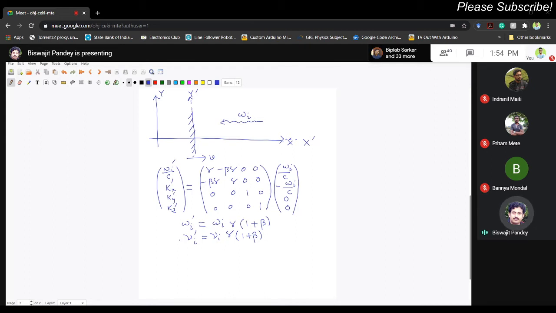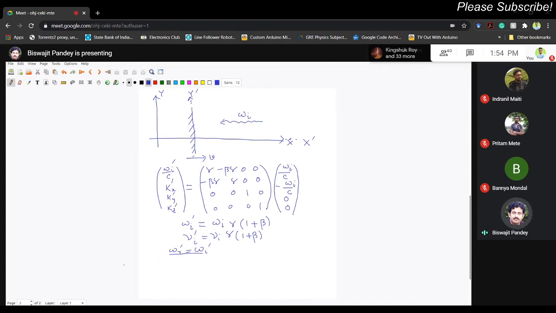Because the mirror is at rest in its own frame, the mirror is not moving. So whatever light is being reflected by the mirror must have the same frequency as the incoming one, right? So the incoming electromagnetic wave and the outgoing electromagnetic wave in the mirror frame itself must have the same frequency. That means omega r prime must be equal to omega I prime in the mirror frame. So it is only in the mirror frame, of course not in the lab frame.